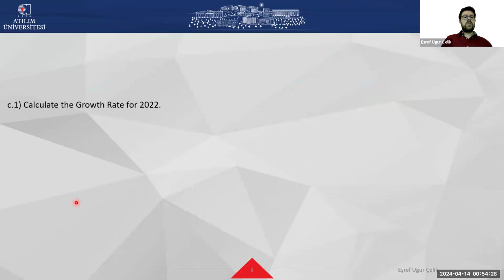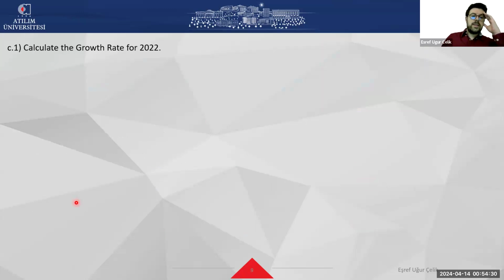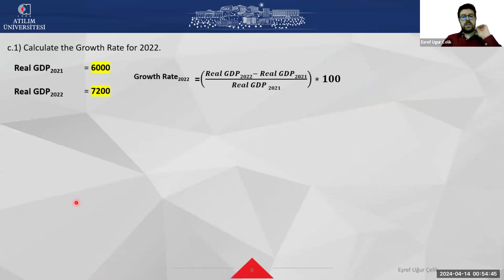Then come to the growth part. I said in the growth rate part, we take the real GDP and we use the percentage change formula. It's the same question, so I'm not going to give the whole detail. Firstly, we take the year I asked you, then minus 1 year earlier, divided by 1 year earlier.